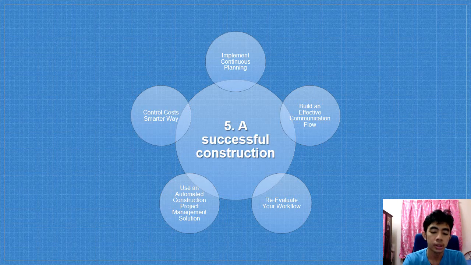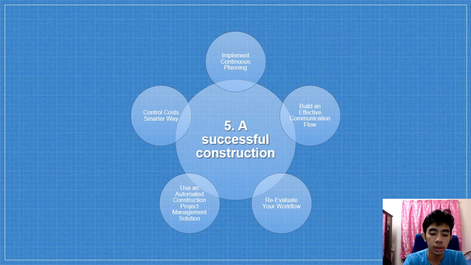The third one is to re-evaluate your workflow. The purpose of construction project management is to ensure that the project is completed on time, within budget, and reaches the target. However, even if the project runs well, you still have to evaluate it. There might be better ways to manage the project or overcome issues.